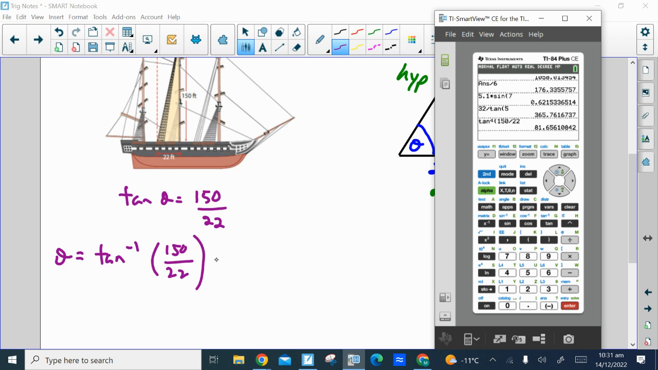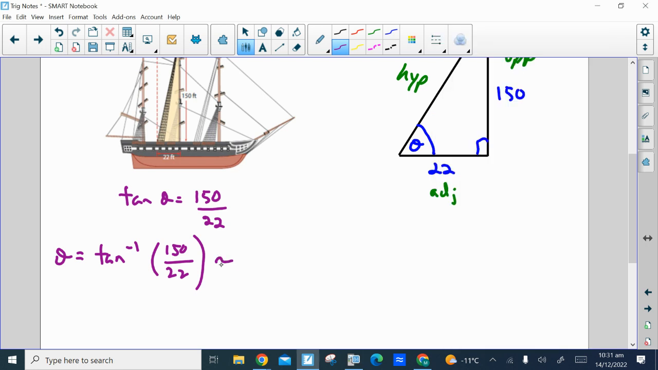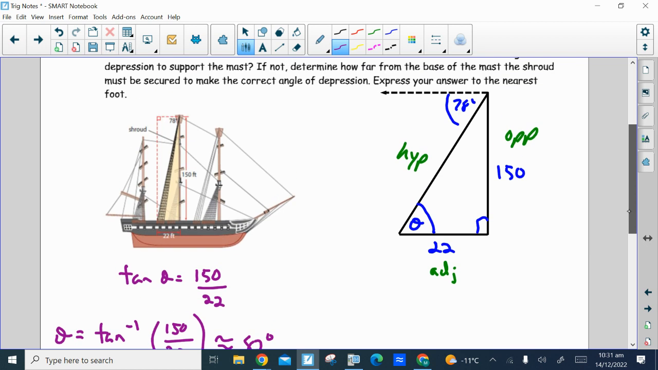So it's actually 82 degrees if we round to the nearest degree. So it's not at the right angle. It's supposed to be 78, but it's too big. So that's the second part of this.